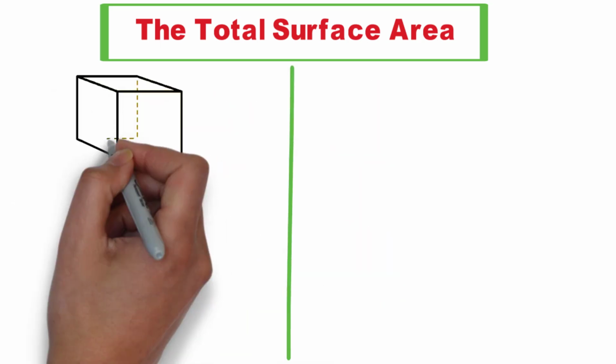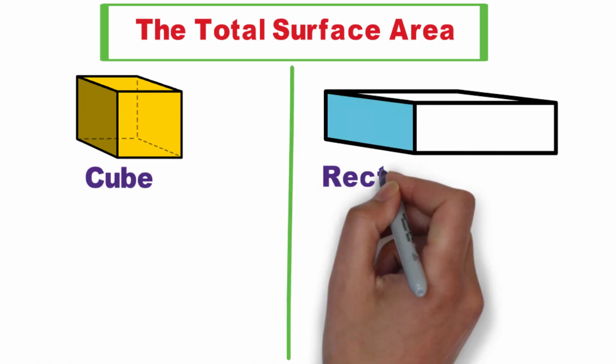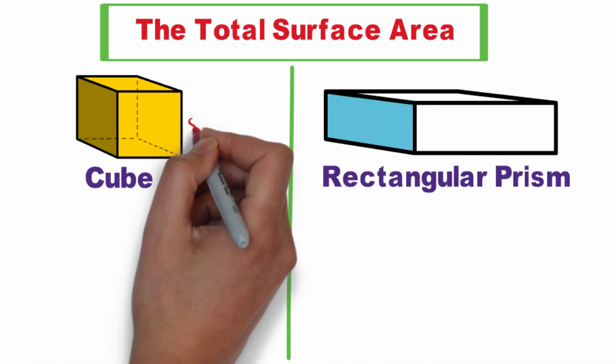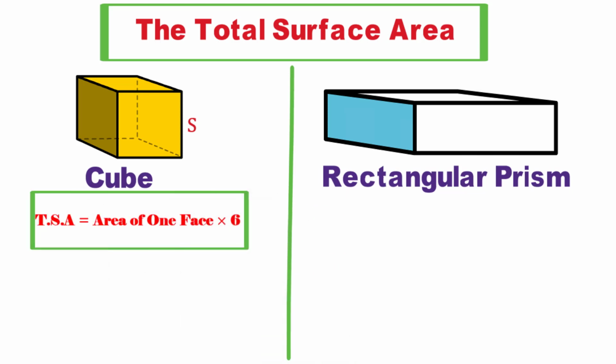We will study how you can find the total surface area of the cube and rectangular prism. First, the cube. We studied before that all edges are the same, and we have 6 congruent faces. Congruent faces means what, guys? It means they have the same area. So total surface area equals the area of one face times 6. 6 is what, guys? Yes, it is the number of faces.